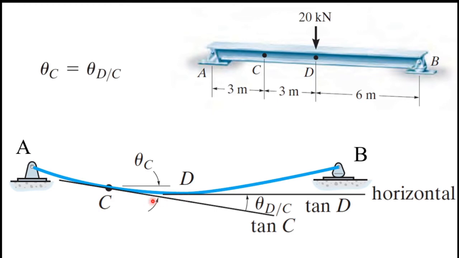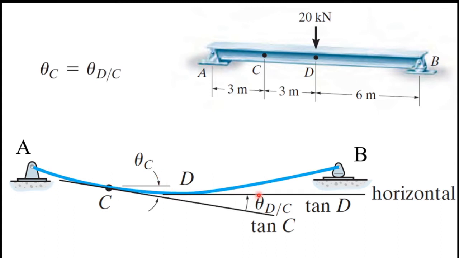So we have to find the slope at point C. Therefore, we have to draw a tangent line at C. So this is that line, right? I marked it as tan C. And here you can see I marked theta C, that is the slope at point C. I marked it as theta C.